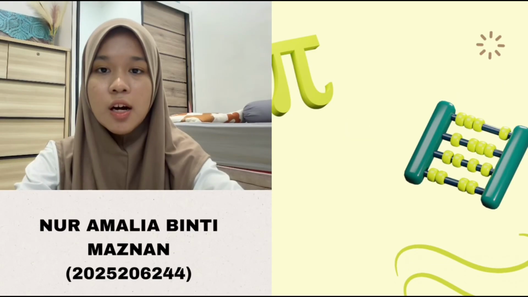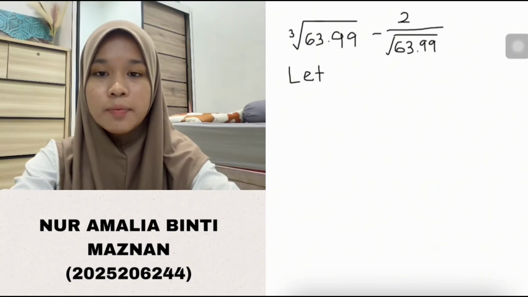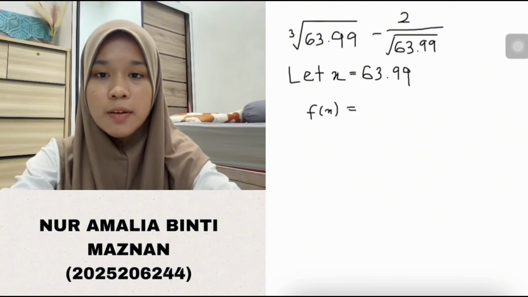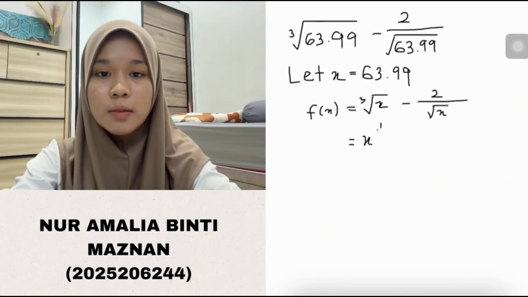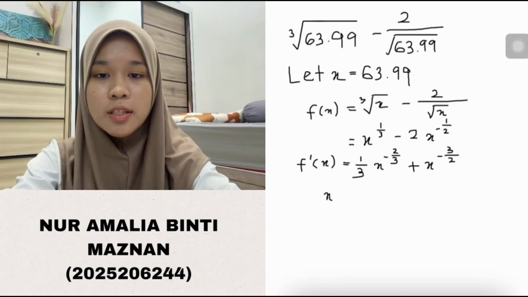For this question, I use linear approximation to estimate the value of cube root of 63.99 minus 2 over square root of 63.99. First, I let x equal 63.99. So the function becomes f(x) equals x to the power of 1 over 3 minus 2x to the power of minus 1 over 2. Then I differentiated the function to get f prime of x. Next, I choose x0 equals 64 because it is very close to 63.99 and easier to calculate.